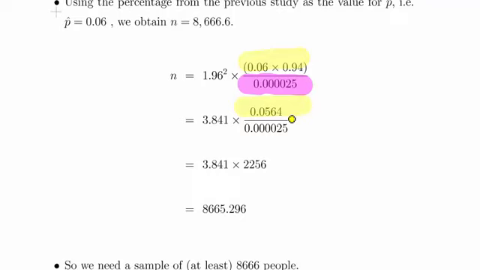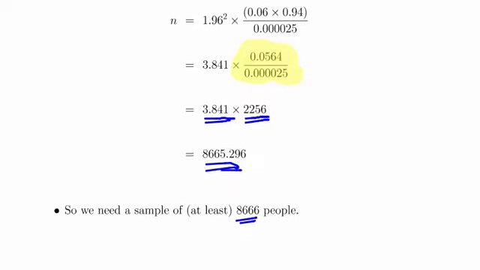0.005 squared works out to be 0.000025. Quite a bit of number crunching to do, but essentially when we calculate the standard error part out, we get 2256, and when we multiply that by 1.96 squared, which is 3.841, we get this value here, 8665.296, which is approximately 8,666 people.